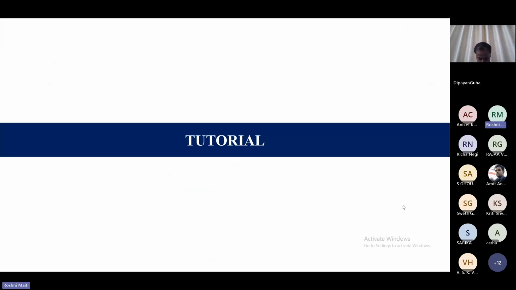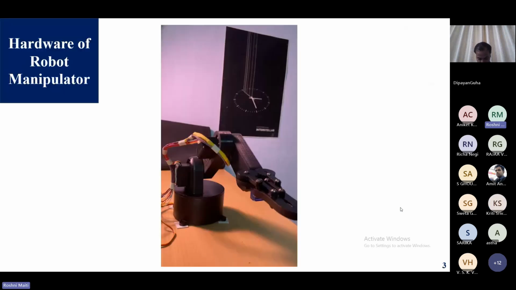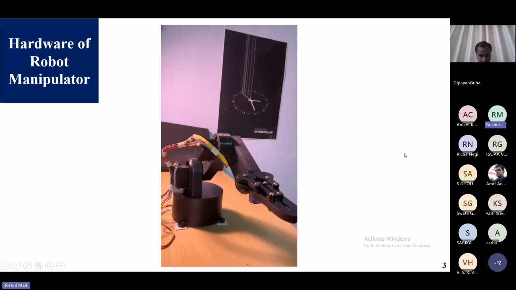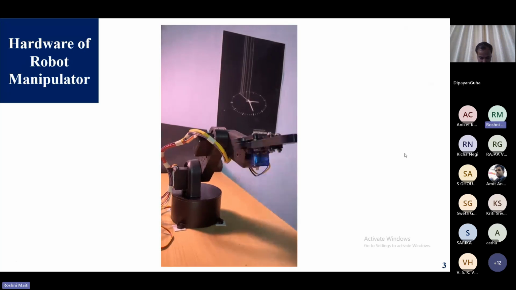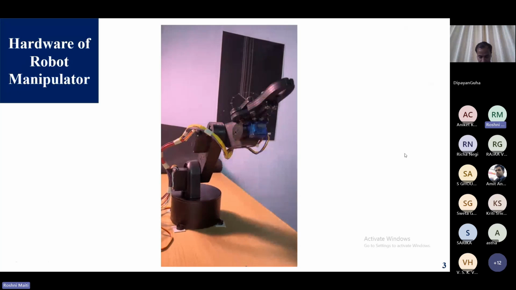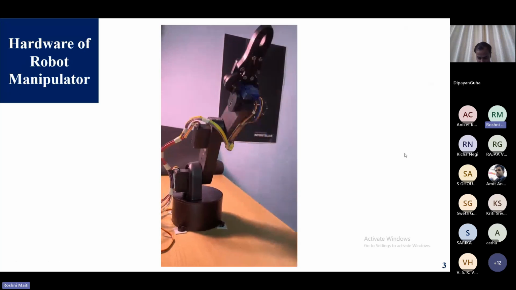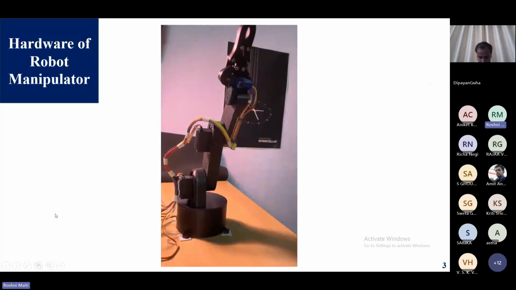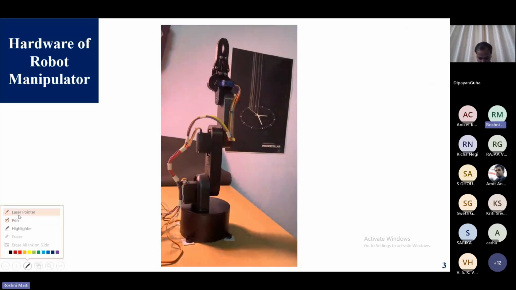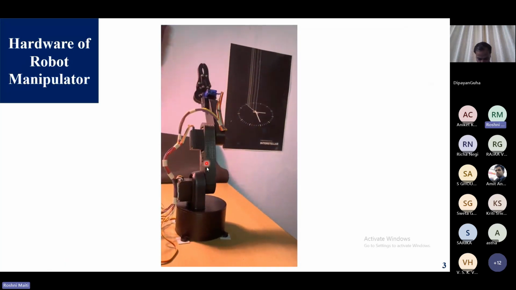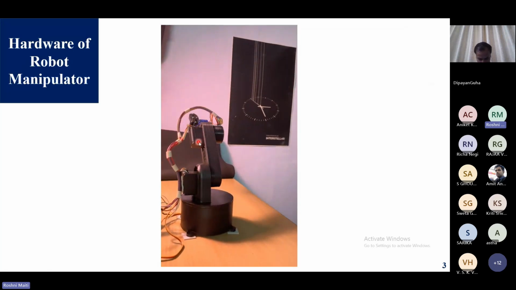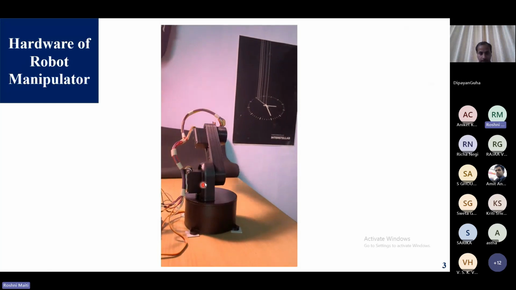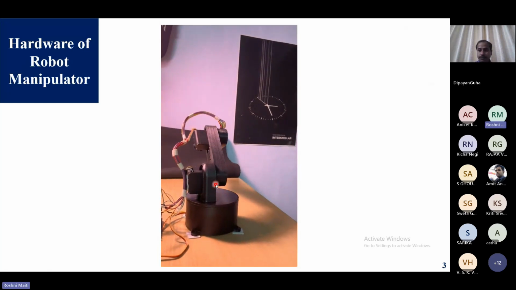Okay. So for the tutorial, here we have two systems with us. One is a robot manipulator, and another one I will show is a twin rotor MIMO system. Here we can see this robot manipulator, which is a two-link robot manipulator, and it has two links. This one is its first link, and this one is the second link. And here we have two servo motors, which are driving this system.